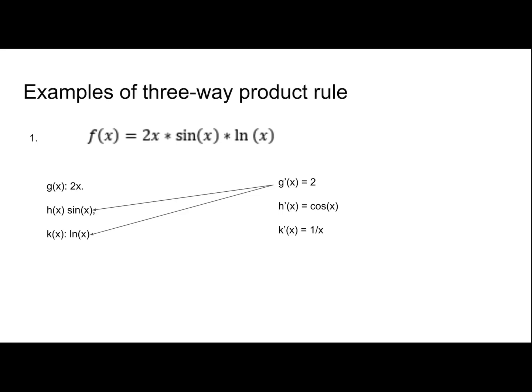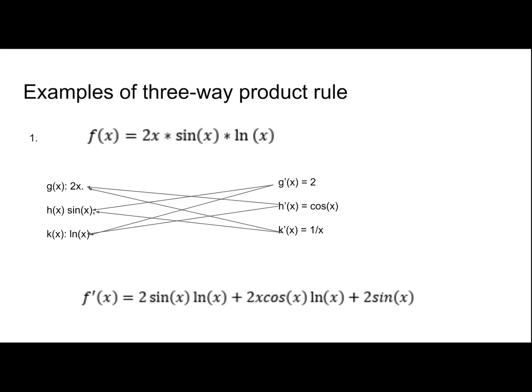That's our first term. Our second term will be moving down the chain, so we'll go down to h dash of x. In this case, h dash of x multiplied by g of x multiplied by k of x. So our second term would be cos of x times 2x times ln of x. Okay, so for our third, we have k dash of x. So in this case, our term would be 2x times 1 over x plus sine of x times 1 over x.